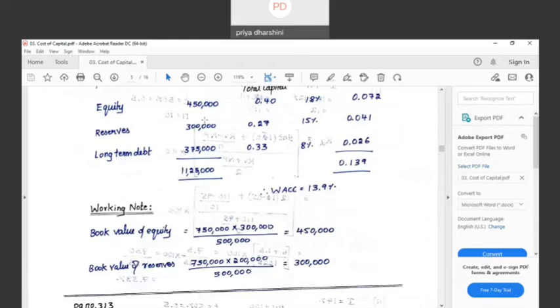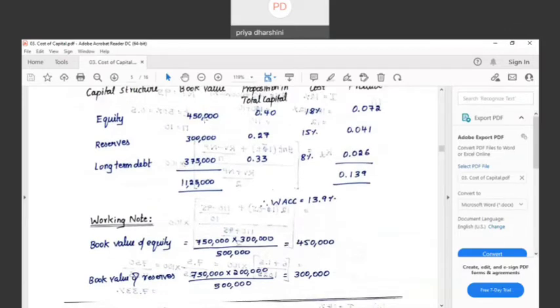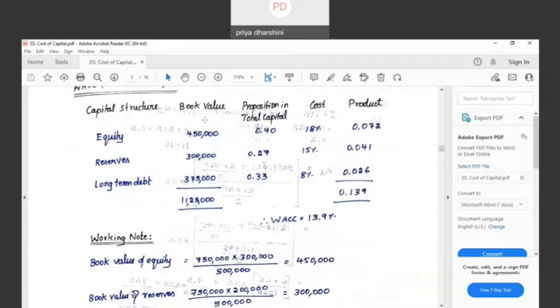Again, ignore short-term debt. So, having the total capital structure, find the proportion in capital. How do you find the proportion in capital? 4,50,000 divided by 11,25,000. 3 lakh divided by 11,25,000. 3,75,000 by 11,25,000. This will give you the proportion in capital. The proportion in total capital into the cost will give you the product. The total of the product will give you the weighted average cost of capital.